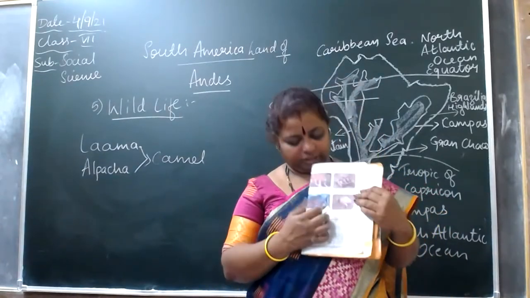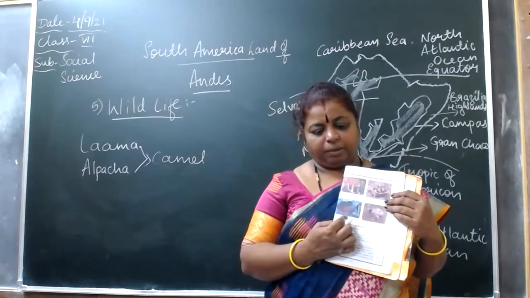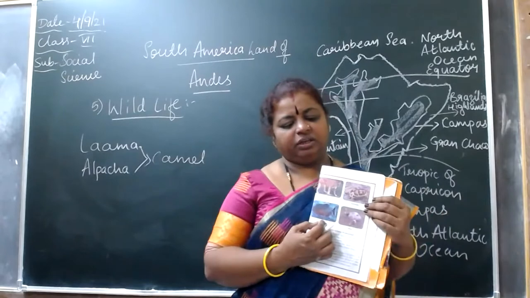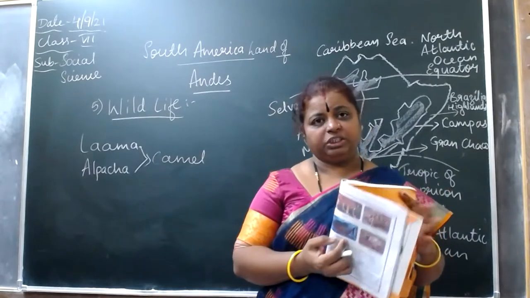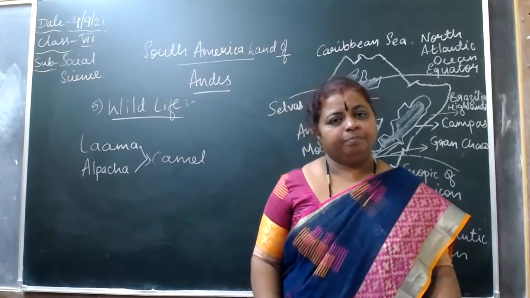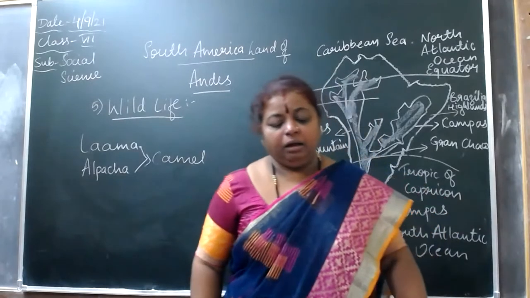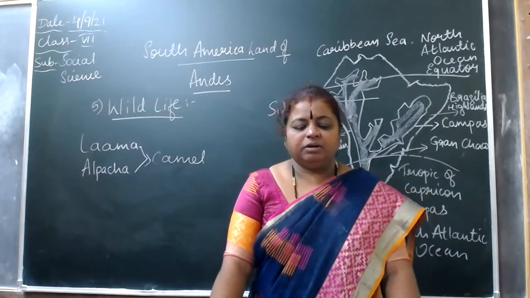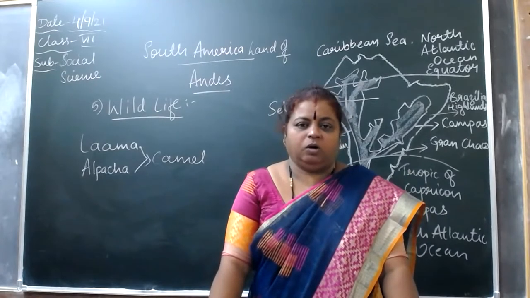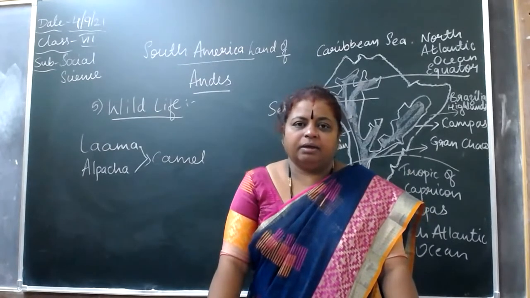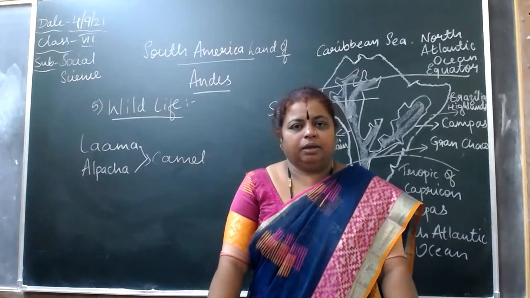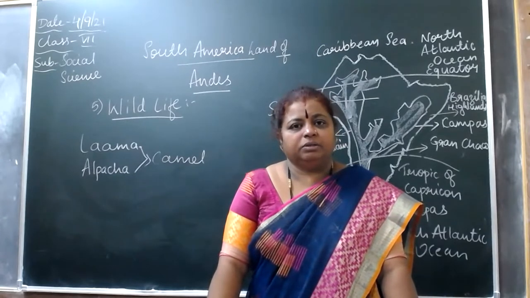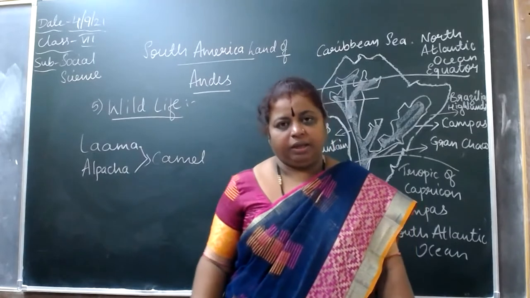You can see here this piranha fish. If it bites, we are finished. So it is a very dangerous fish which we find in South America, the most dangerous fish in the world itself. Rivers also have the crocodile. This is about the wild animals of South America.